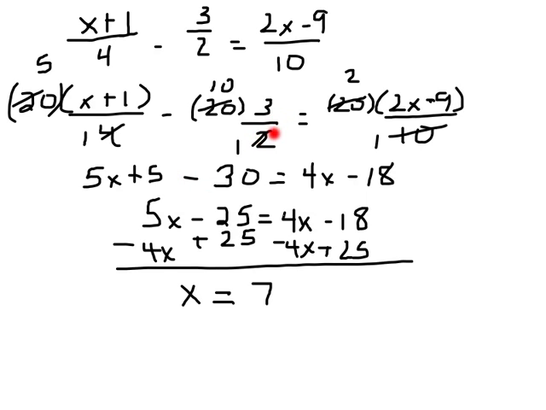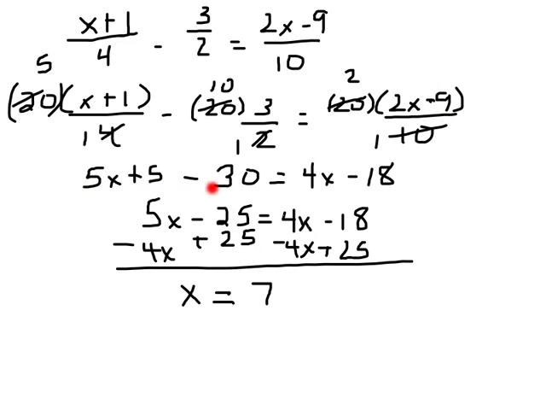minus, I'm going to do the same thing here, 2 becomes a 1, and 20 then becomes 10, because 2 will go into 20 10 times, and 10 times 3 is 30, equals 10 will become 1, 20 will become 2, 2 distributes over 2x to become 4x, and over negative 9 to become negative 18.